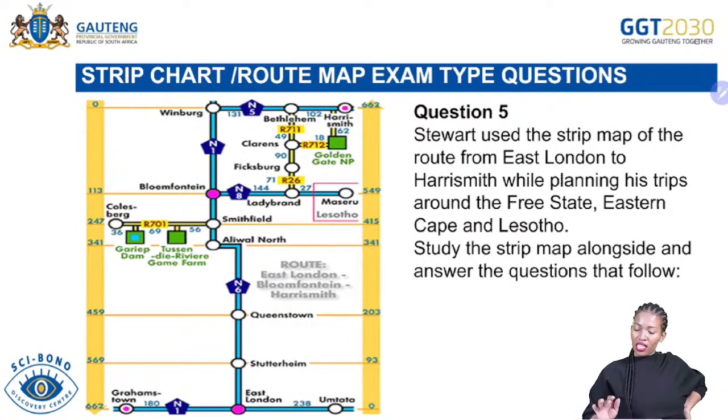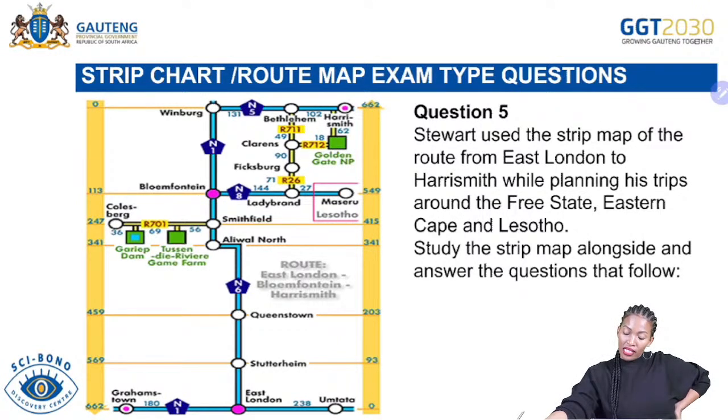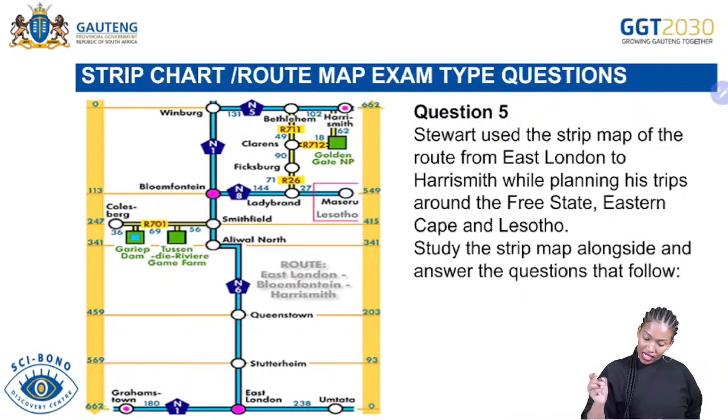And then here is a practical example, and this is how you can expect questions from the exam. They say Stuart used the strip map of the route from East London to Harrismith while planning his trips around the Free State, Eastern Cape, and Lesotho. Study the strip map alongside and answer the questions that follow. So guys, this is the strip map.